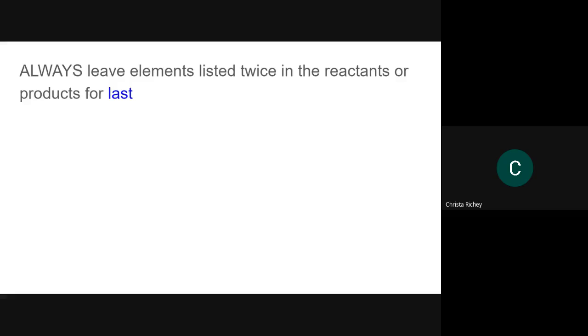If you have an element that's listed twice, either on the reactant side or twice on the product side, leave it for last, and do not add them together already. Like in the case of a combustion, if I write the generic formula on the board, I have so many carbons, so many hydrogens, sometimes oxygens, but I'm going to have oxygen gas, and it's going to make carbon dioxide and water.